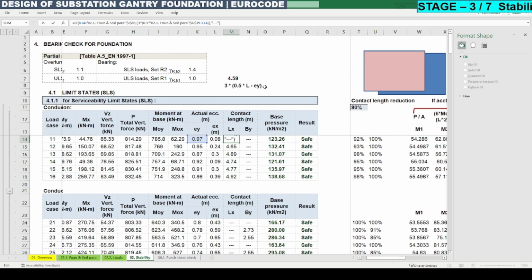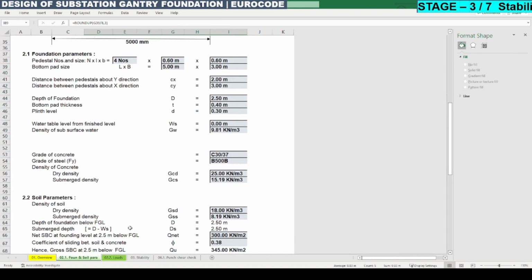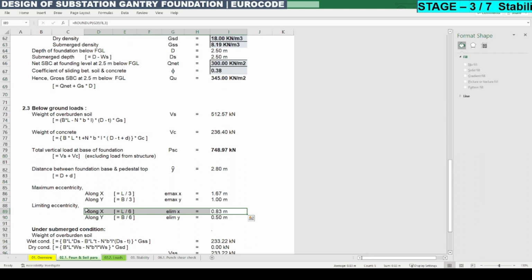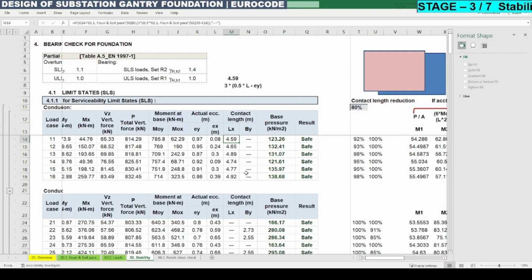Again, this formula is applicable only if the actual eccentricity is greater than the limited eccentricity, which means the span divided by 6. So this case has to be satisfied, then the contact length is applicable. Now next, coming to the base pressure.